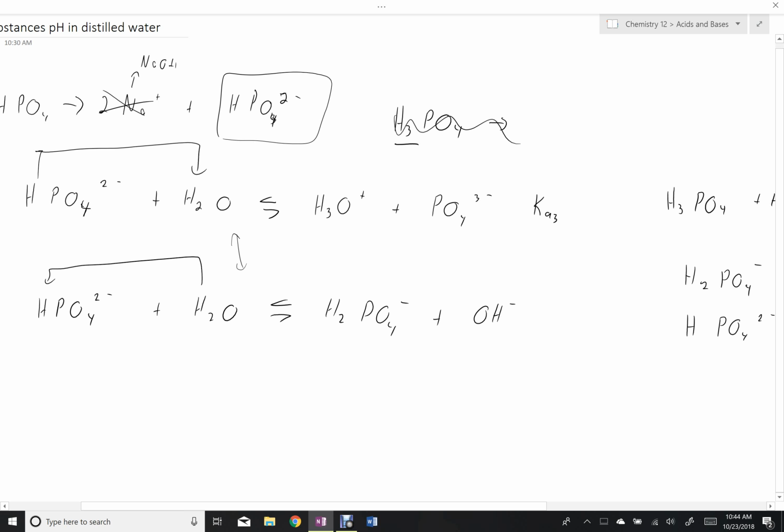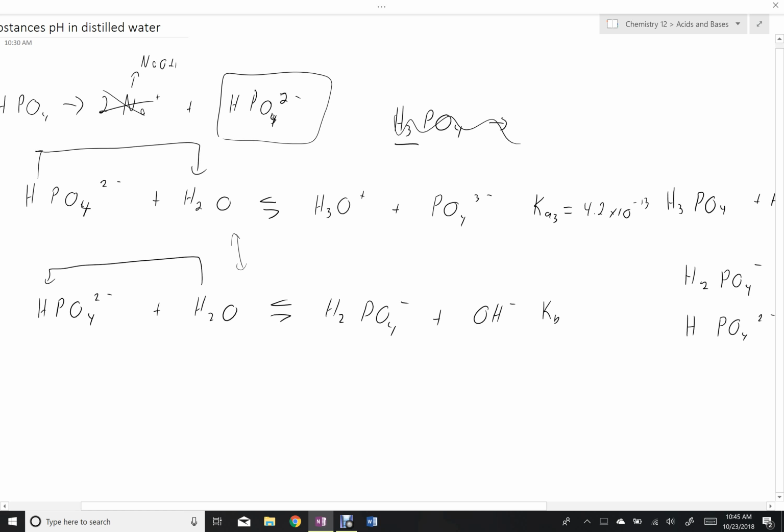Now, I'm using a chart from the textbook here, and I can see that the Ka3 for this acid is 4.2 times 10 to the negative 13. But this Kb I don't have.